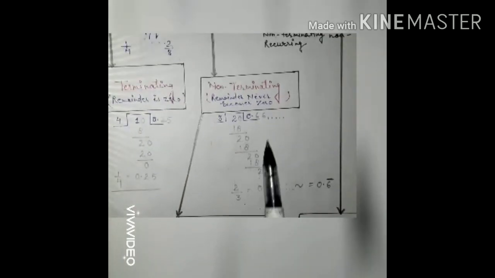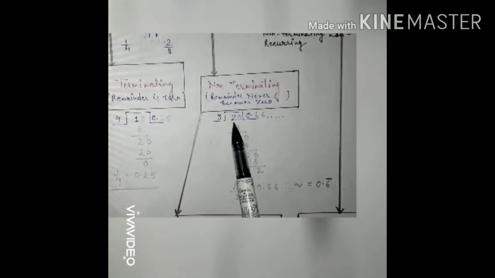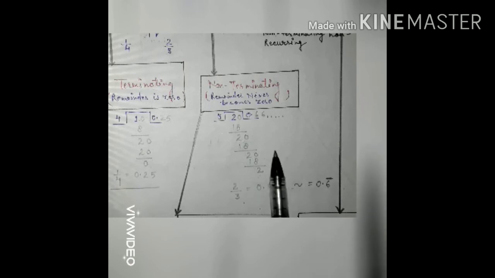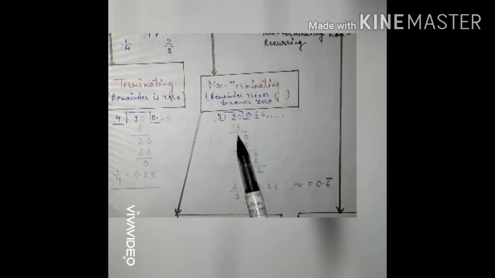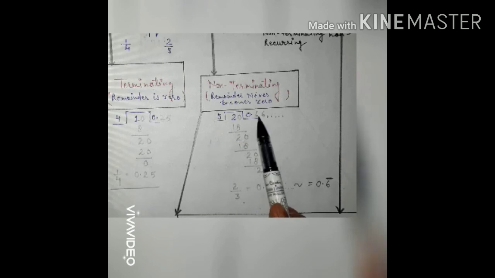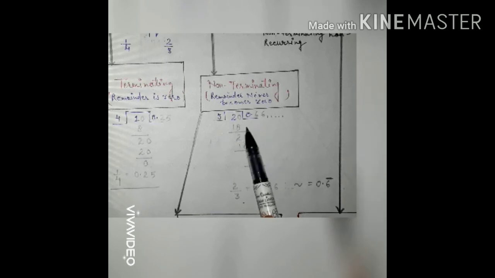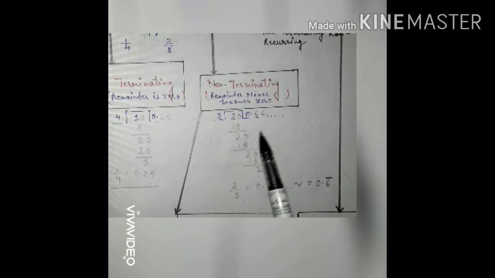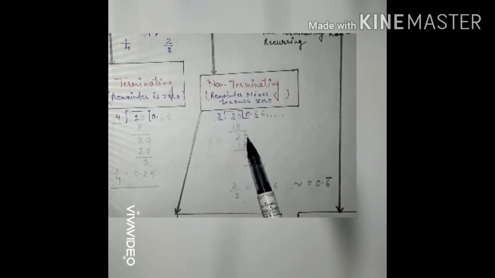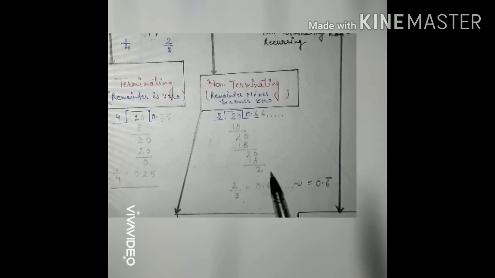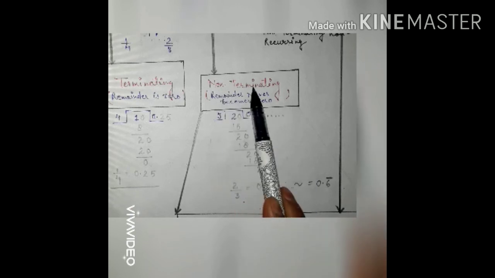So we will divide 2 by 3. When we divide 2 by 3, in this case we get the remainder as 2. Every time we divide, 3 sixes are 18 and again the remainder is 2. When we again add a 0, it is 3 sixes are 18 and again 2, and this process goes on. So in this case the remainder never becomes 0. So this type of decimal is a non-terminating decimal.